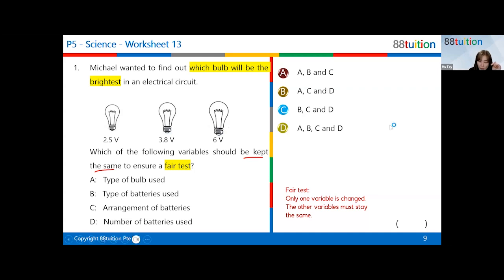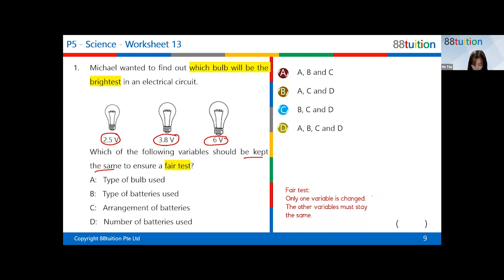Now, he is using 3 different bulbs. One of it is 2.5 volts, one is 3.8 volts, and then the third one is 6 volts. So very clearly, he is trying to find out which of these light bulbs is going to be the brighter or brightest one. Okay, so Kalista, you put your answer there. Okay, Jerome also.